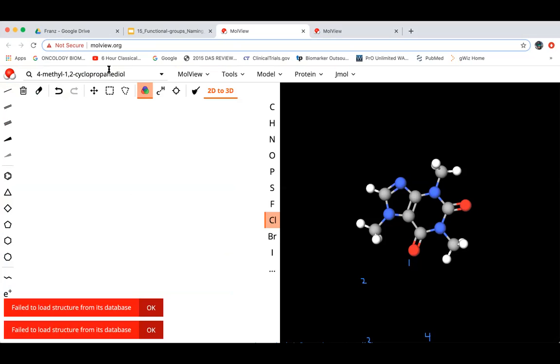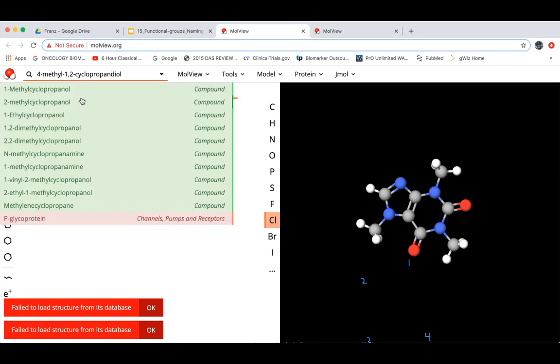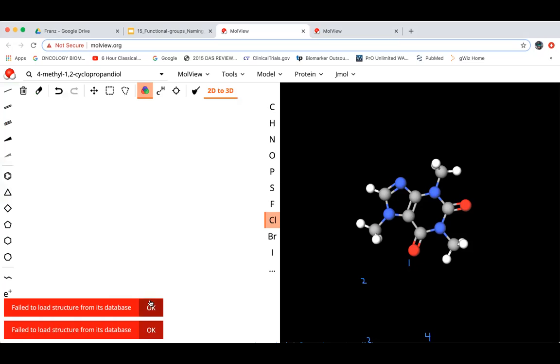That one failed to load too. Interesting. Why? 1-methyl. I look down here, I don't see any option. Well, let's try to draw it. So we have one of these things, right?